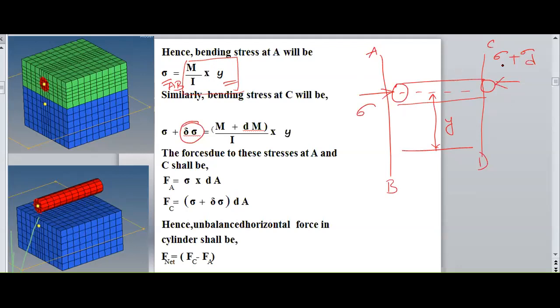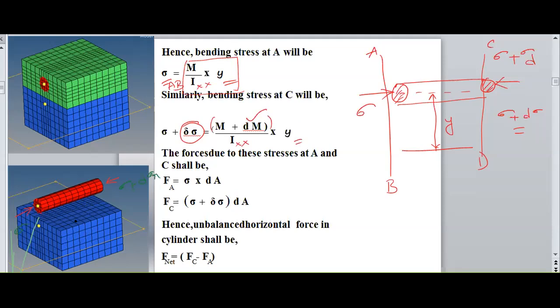Similarly, the stress on this side is sigma plus d sigma. To calculate this value, M plus dM, here M will be incremented, divided by Ixx into Y again. This is the stress on this face, and this is the stress on this face. So here we calculate the stresses: this is sigma, this is sigma plus d sigma.